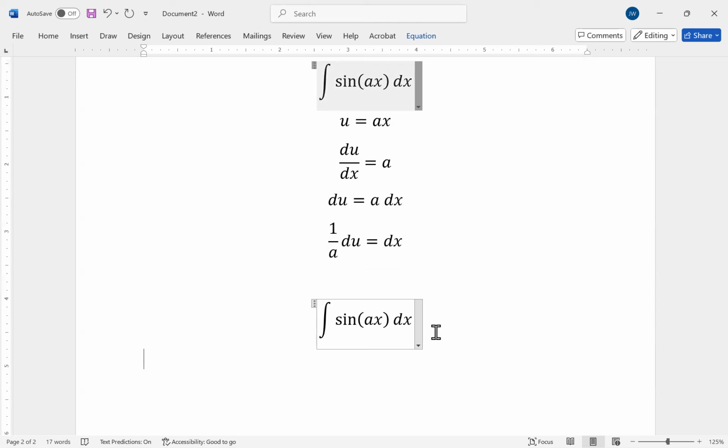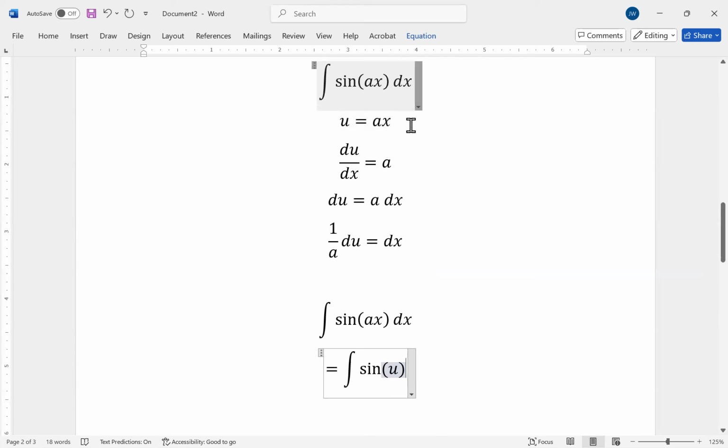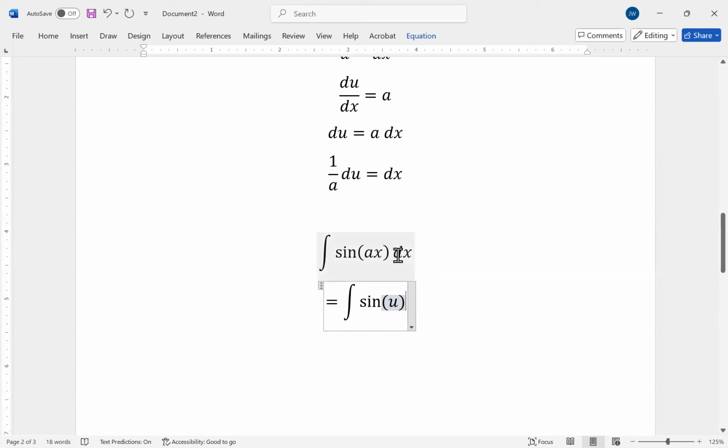And now we can start with our substitution. So in order to do this integration, I say, well, this integration is the same as the integration of sine of u. U is equal to ax, remember? Dx becomes 1 over a times du. I'm going to write this as du over there and then 1 over a in front.